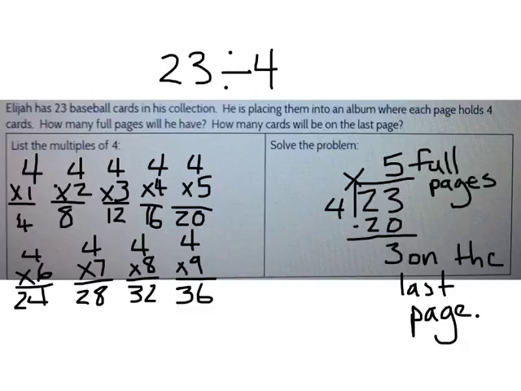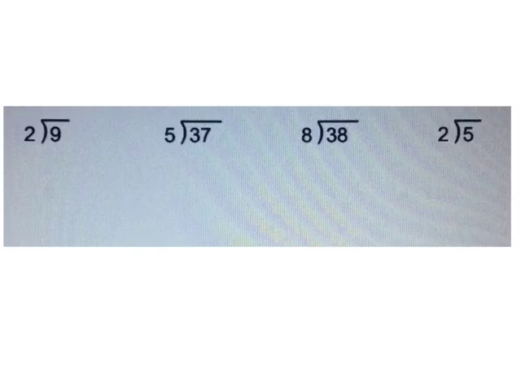Now you try a few. What's 9 divided by 2? How many groups of 2 can I take out of 9, and how many would be left over? Well, I can count by 2's, and I know that 4 times 2 is 8, and 5 times 2 is 10. So 5 is too big. I have 4 groups. 4 times 2 is 8, and I can subtract to see that I have 1 left over, or 4, remainder 1.